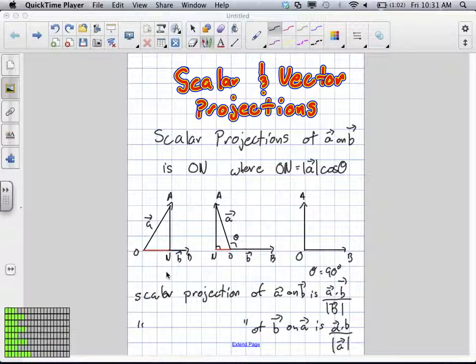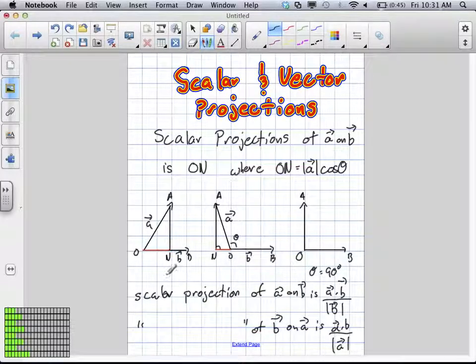All right, we're talking about scalar and vector projections, okay? So here are some formulas and rules I want you guys to know when going over this. A scalar projection of A on B, okay, is ON, where ON is equal to the magnitude of A multiplied by cos theta. This will be our theta.